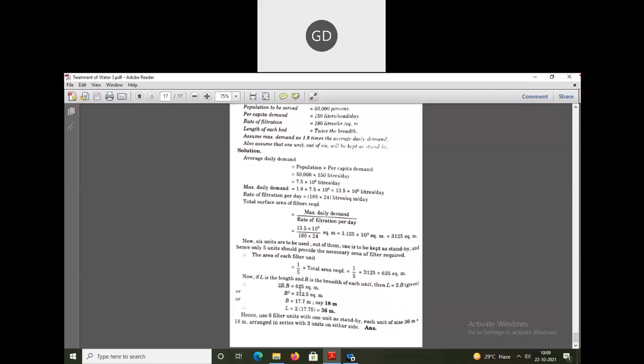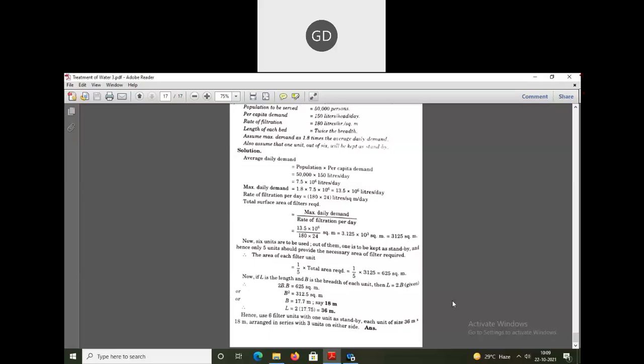So what is given for length? Length is equal to twice B. So put twice B here, and you just find B. B comes out to be 18 meters, and again you put the B value here, L is equal to twice B, so you get the value for L. Like this, the whole numerical is solved. So you got the length and breadth of each filter unit.